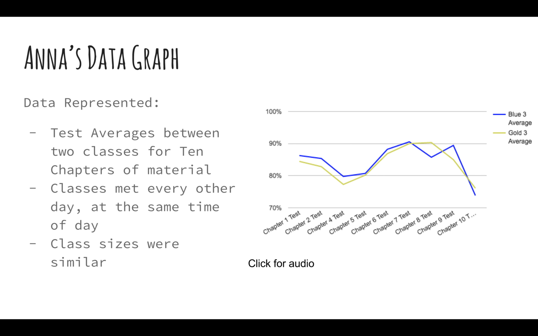Anna took her two geometry classes, and compared both of those test averages for 10 chapters of material. Her class met for 90 minutes every other day, and they did meet at the same exact time on each of those days. So we, as a group, discussed how that couldn't be an influence in the changes or differences of the averages. And she also wanted to add that the class sizes were similar.